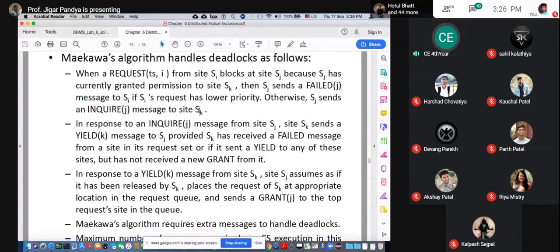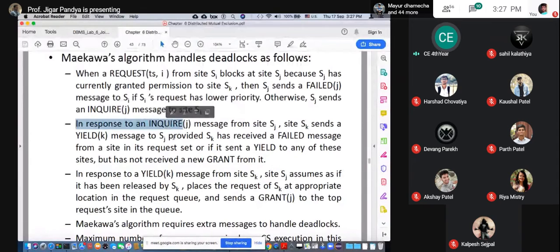I repeat, SJ, which is a mediator, has already given a go to SK, which has a lower priority. Then SJ sends an inquiry to SK saying, if you have not already entered the critical section and you are waiting on somebody else, can you give my green signal back to me? I mean, can you return my reply so that I can give the go to the higher priority site, which is SI. So that is what will happen now.